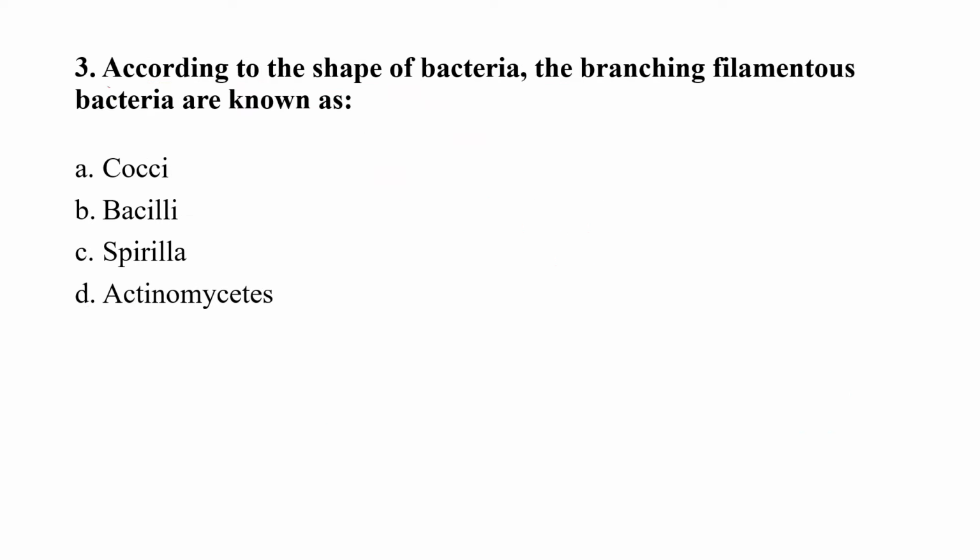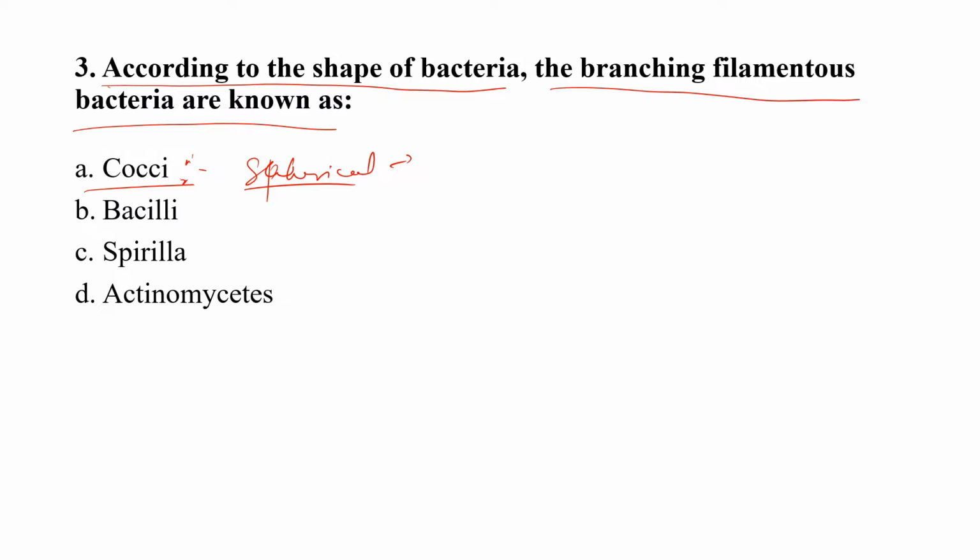According to question number 3, according to the shape of bacteria, the branching filamentous bacteria are known as: option A, cocci; option B, bacilli; option C, spirilla; option D, actinomycetes. Option A, cocci. Cocci are spherical in shape, and they are divided as monococcus, diplococcus, etc. And bacilli are rod-shaped bacteria.